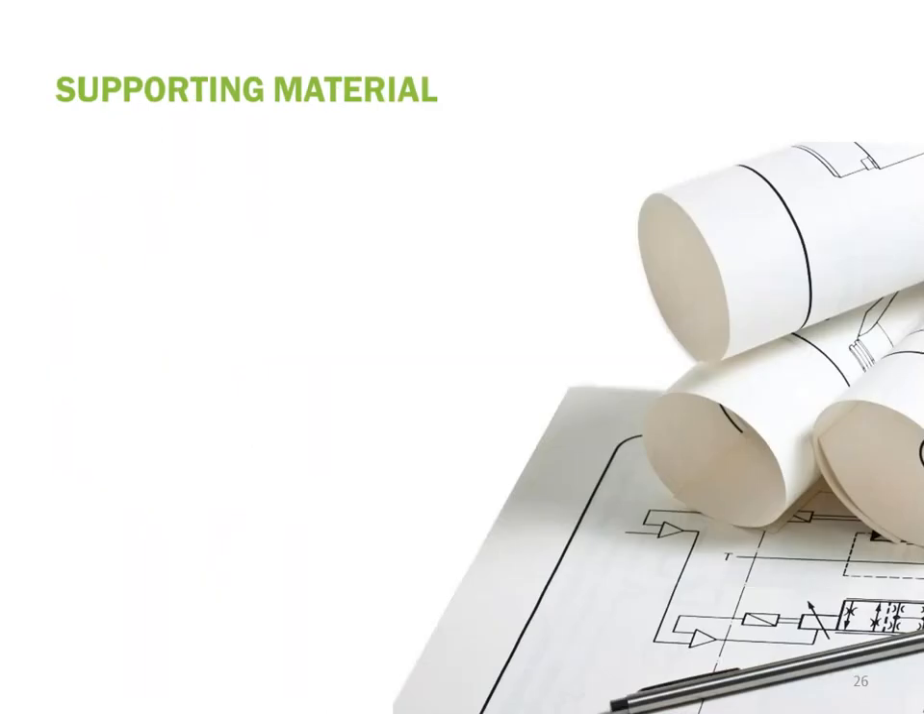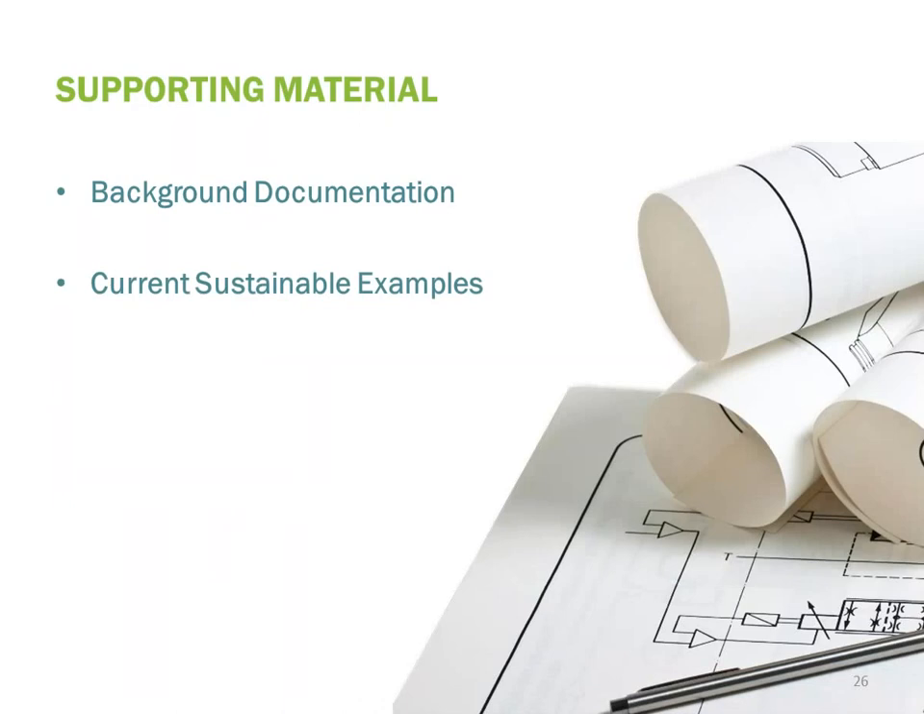Now, supporting material in the sustainability plan, well, this includes background documentation. Again, going back to your baseline information, typically this section would include the technical analysis that was used for preparing that baseline information for your plan. It's also a really good idea to include current sustainable examples. You want to show the community what exists in your city regarding sustainable projects. If your community has a college, it's not uncommon to find a college where they have LEED certified buildings. It's really good to show examples of those buildings in your plan. So it gives the community an idea of what's going on.